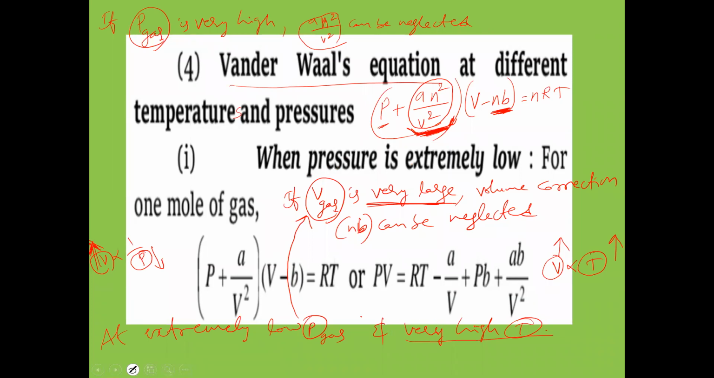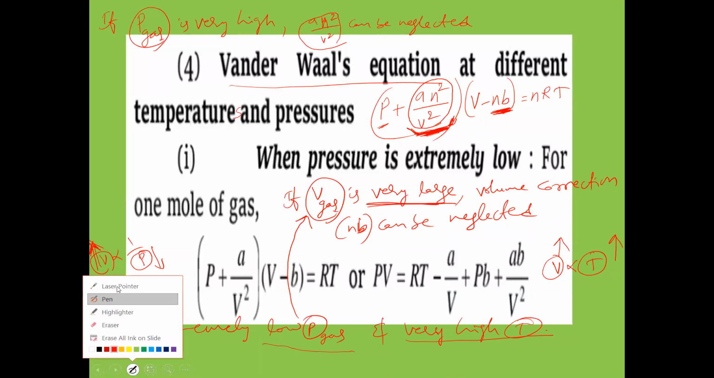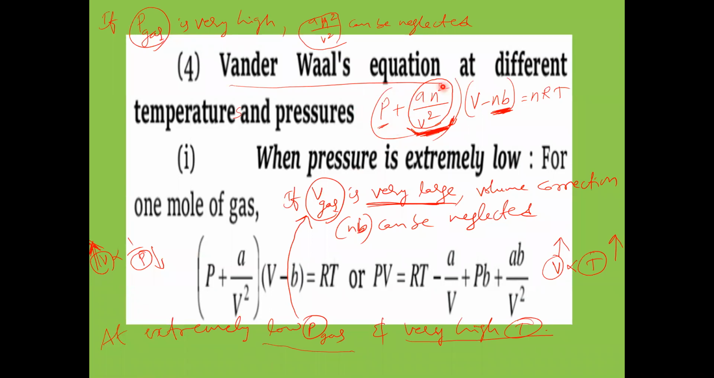That is why at extremely low pressure and high temperature, all the real gases behave like ideal gases. Then the real gas equation becomes the ideal gas equation. Under what conditions? At extremely low pressures and extremely high temperatures. The volume of the gas becomes very large and hence volume correction can be neglected. And also pressure becomes very low and pressure correction can be neglected.